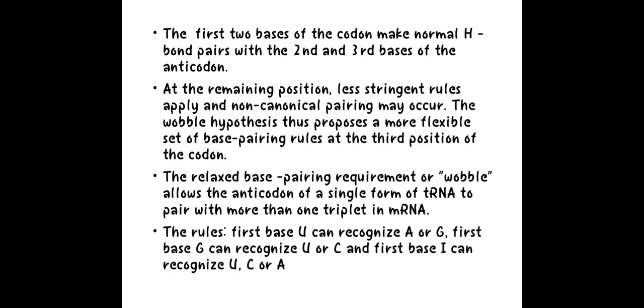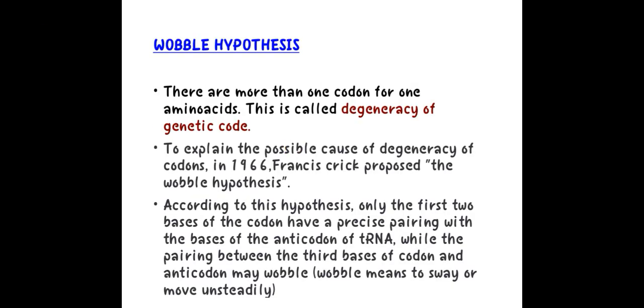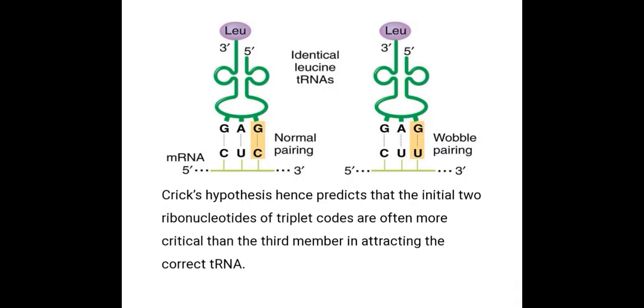The relaxed base pairing requirement, or wobble, allows the anticodon of a single form of tRNA to pair with more than one triplet in mRNA. The rule: first base U can recognize A or G, first base G can recognize U or C, and first base I can recognize U, C or A. Crick's hypothesis hence predicts that the initial two ribonucleotides of triplet codes are often more critical than the third member in attaching the correct tRNA.